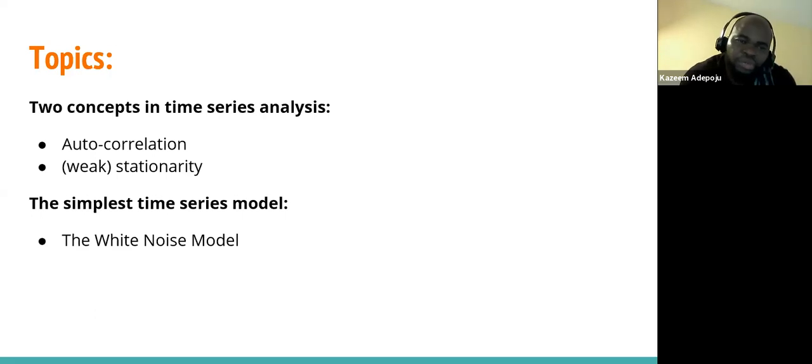Because the simplest time series model, you remember the other time when I was walking you through the linear regression model, you remember we consider the simplest model before complicated models, right? And the simplest model ever in linear regression is the intercept model, because the intercept model does not have any predictor. So also in time series, we are going to be talking about a simplest time series model that we call a white noise.